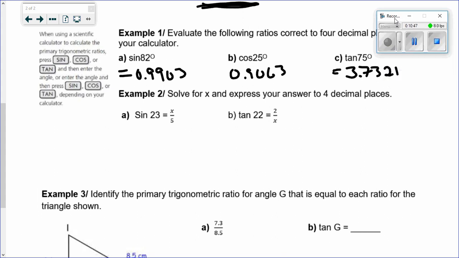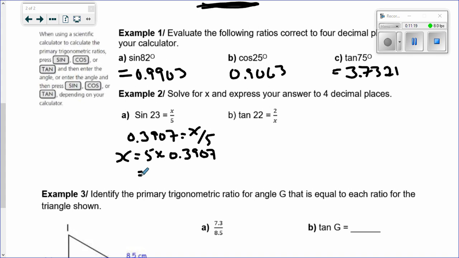Now, hopefully your algebra is strong enough that you can do this on your own, but we're going to do a quick little run through. So if you put in your calculator sine 23, in order to solve for x, we have x divided by 5, so it means we're going to multiply both sides by 5. Now, I don't expect you to write this step out anyways, but for me teaching you, I'm going to put it in.